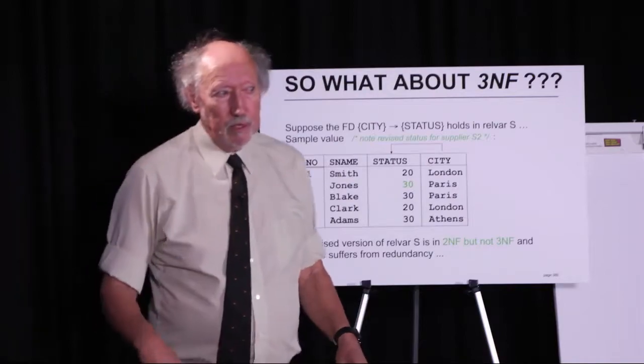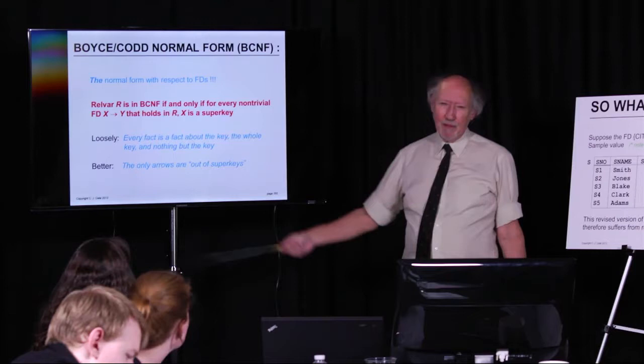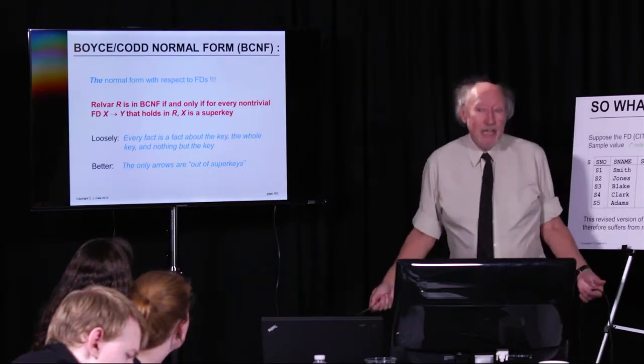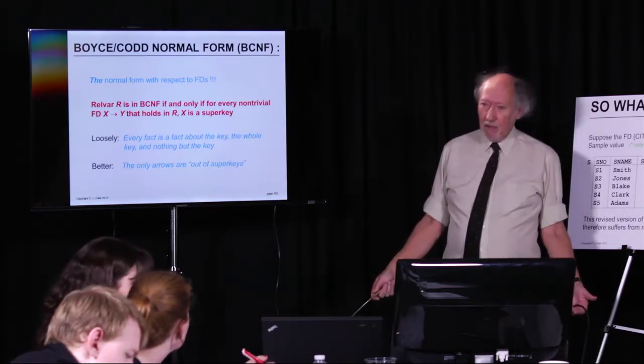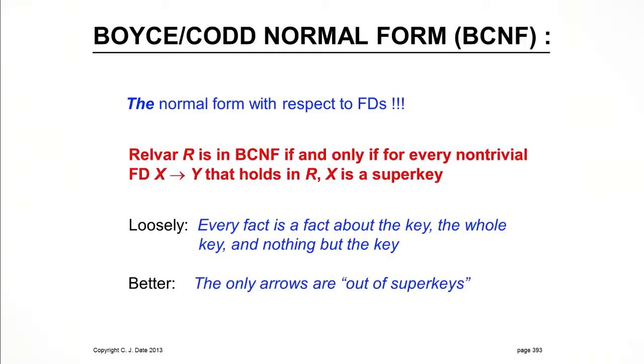And so finally we come to Boyce-Codd normal form, and I will now tell you, and you might be rather angry with me about this, this is the normal form with regard to functional dependencies. This is your target. So you may well ask, why on earth did I bother with all this nonsense about second and third normal form? Well, I'll explain that in a moment.